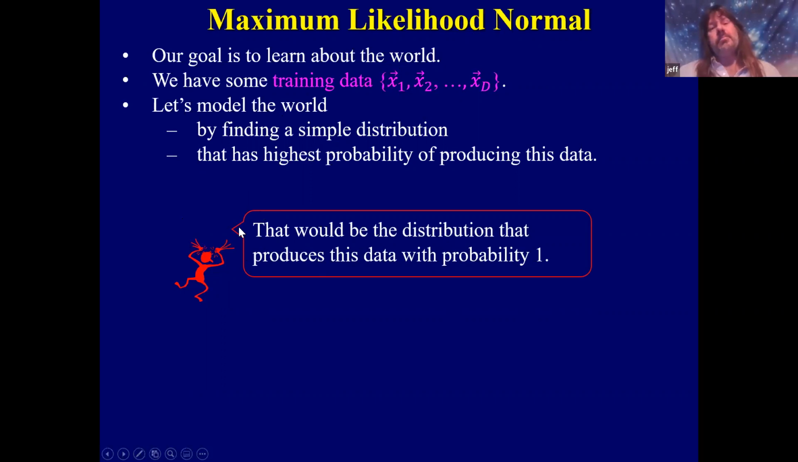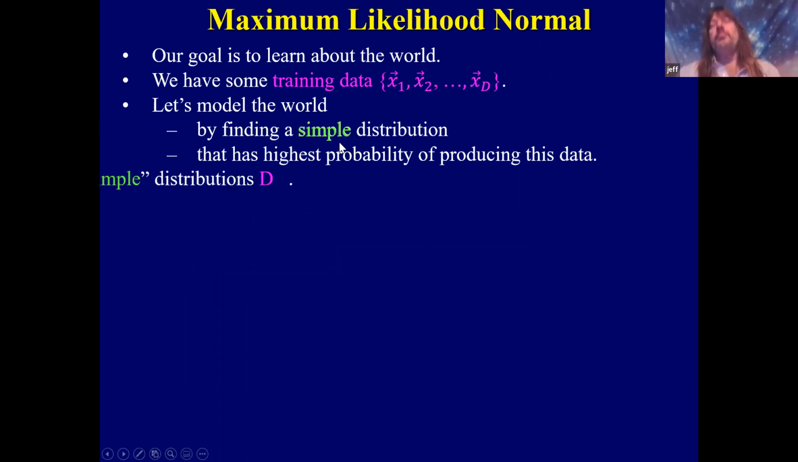And if you're understanding what I'm saying, you might say, well, I have a distribution for you. Here's the distribution: with probability 1, you get this data, and with probability 0, you get some different data. Well, that's a probability distribution, and it certainly maximizes the probability of getting this data. But it's not such an interesting distribution. We want a simpler class of distributions.